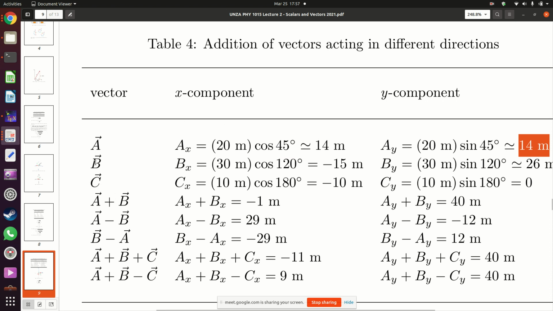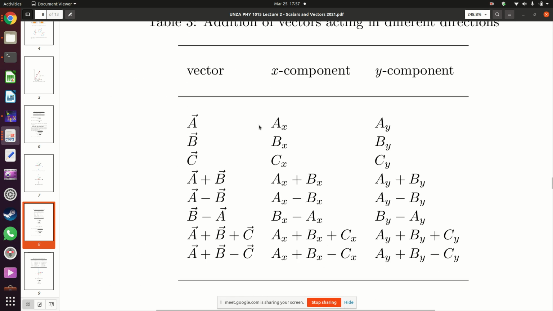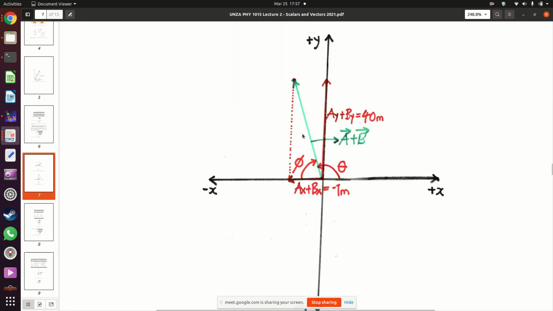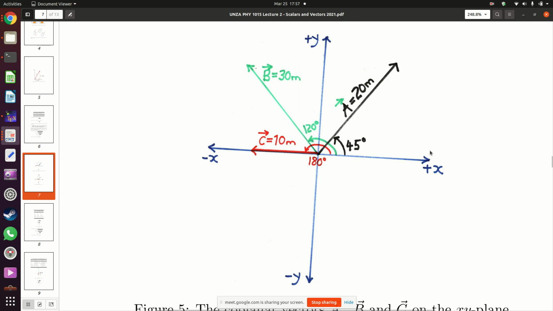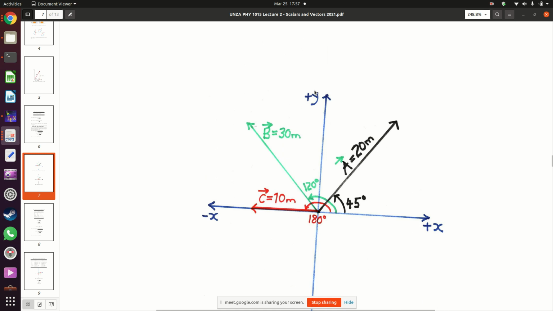We move on to vector B, and these are positive. So this is positive 14, meaning that these components are pointing in the positive x direction. If you look at these, the x component is pointing in the positive x direction, and the y component is also pointing in the positive y direction. It makes sense considering where A is.